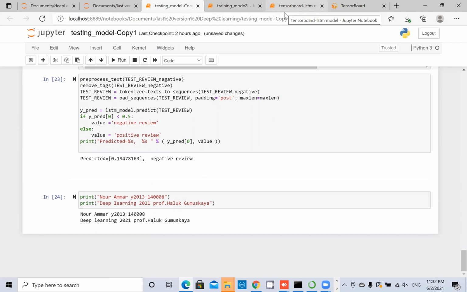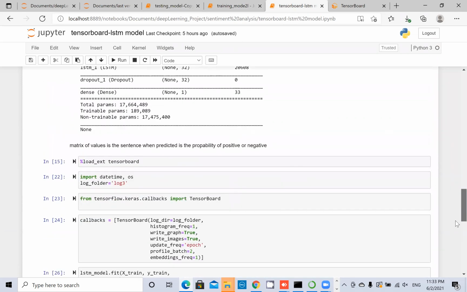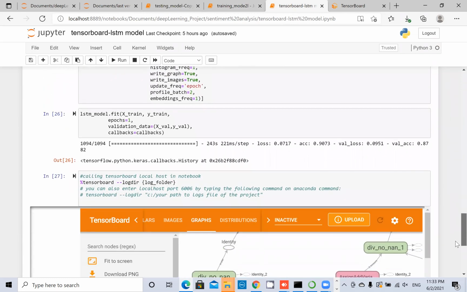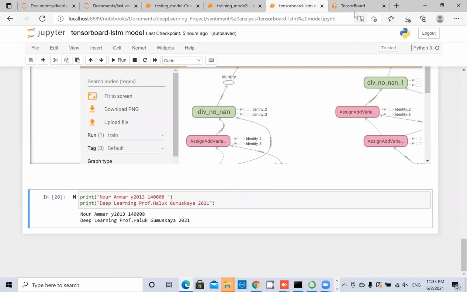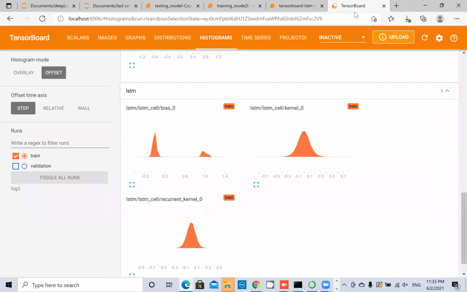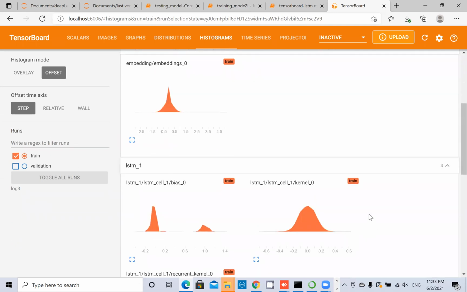And that's done. For showing visualization, I wrote some code to import TensorBoard on localhost. And here we have some diagrams. As we see, histograms of the layers. Here is the first layer of LSTM histograms, and the second histogram, the LSTM second layer.